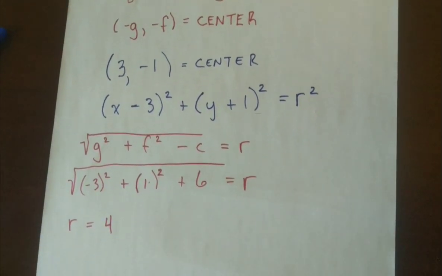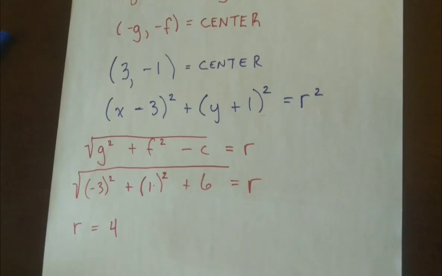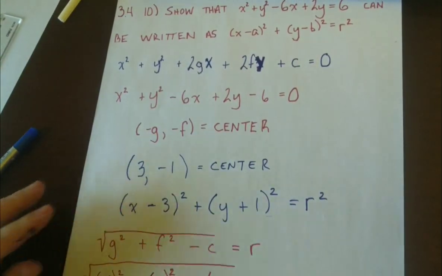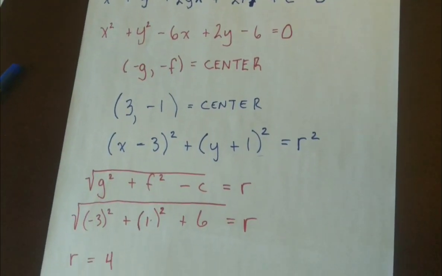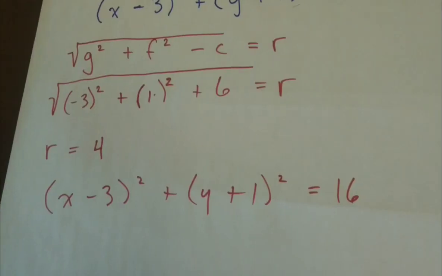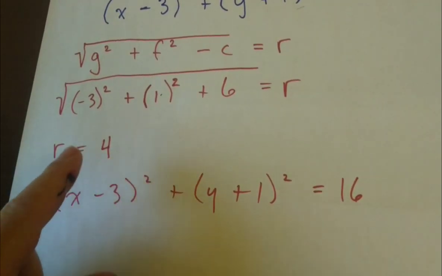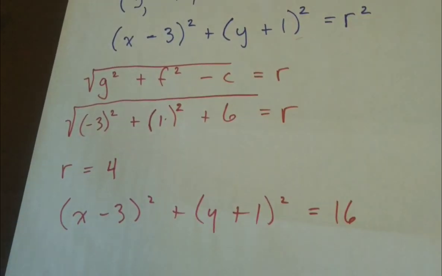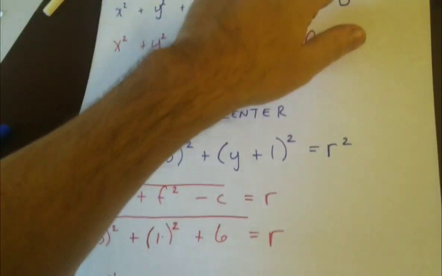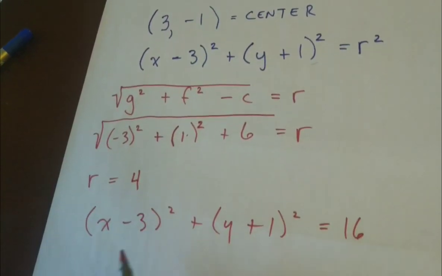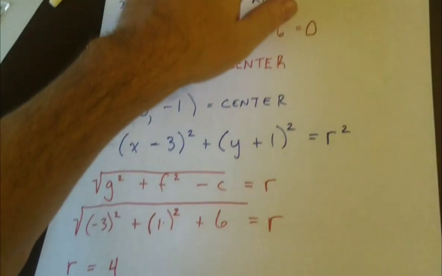So now we've finally almost done what they asked us to do, which is here. We have to write it in this form. So we're going to do that. Okay, so I went ahead and wrote the radius in. Remember, the radius is 4 squared. So it's referring back to this R squared. And if you were to expand this back, you would get the original problem.